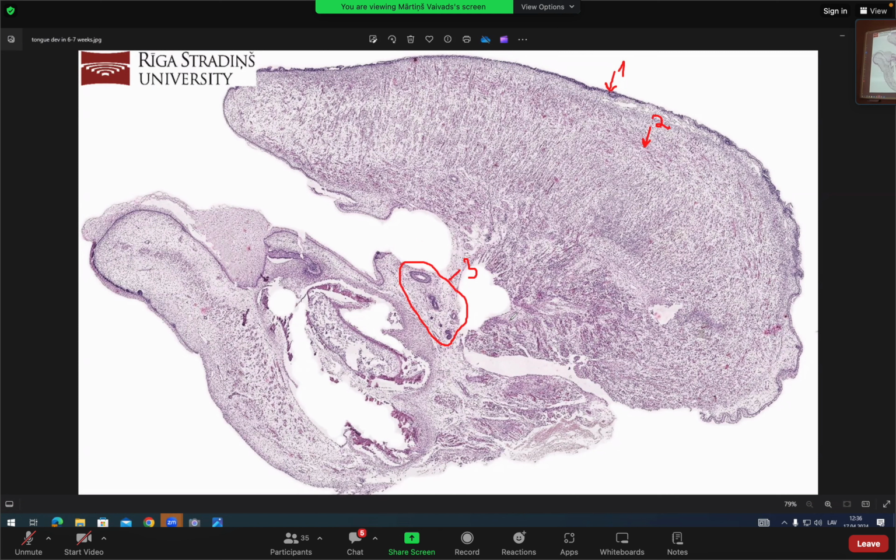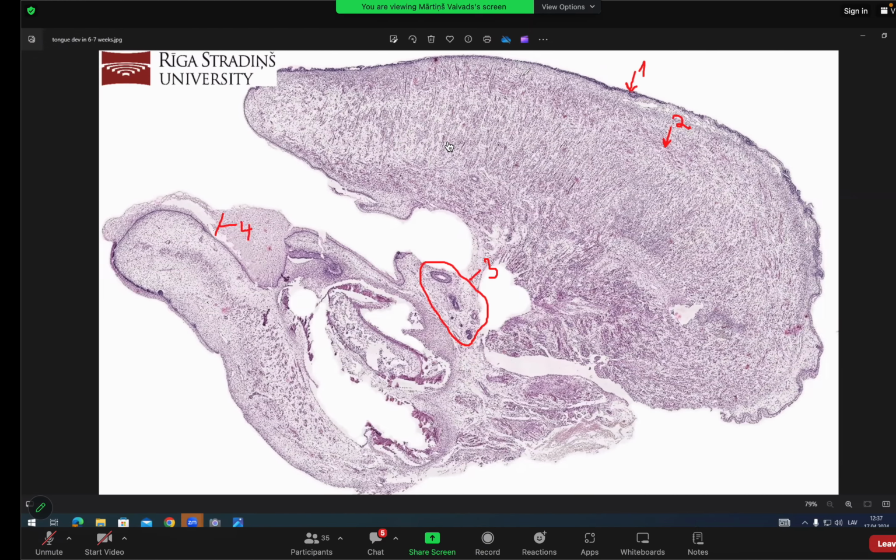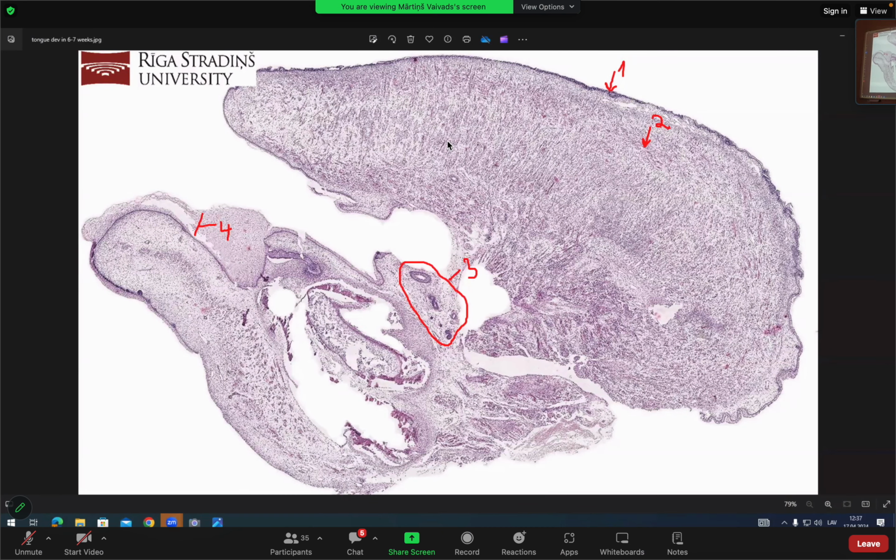What else? We also see partially some structures from the oral cavity. For example, number 4 is the oral cavity epithelium. Sometimes it's thicker, sometimes it's thinner. By its structure, it's stratified squamous non-keratinized epithelium. Below the epithelium, there's mesenchyme. Number 5 is mesenchyme.